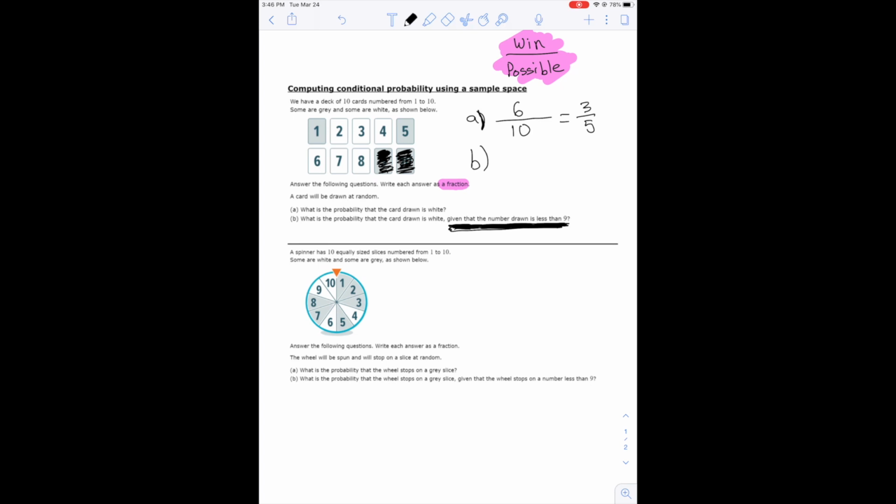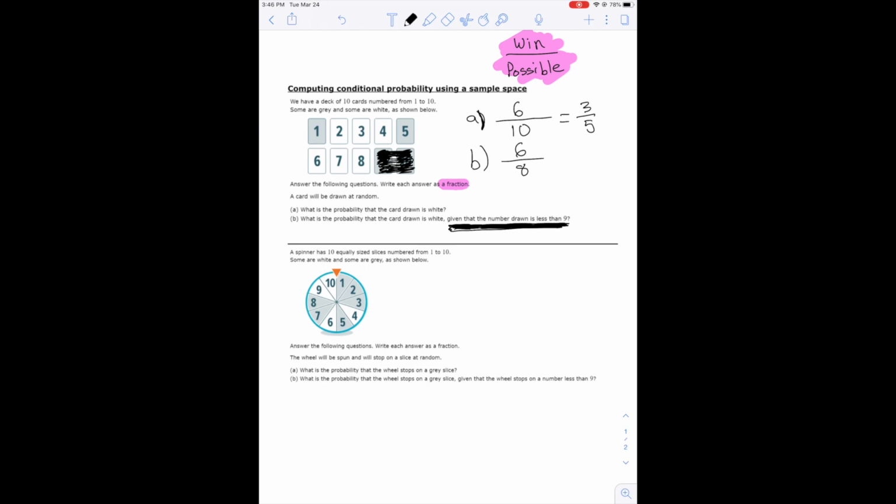What is the probability that the card drawn is a white card, given that these 2 cards are not in play anymore? Well, let's talk about how many white cards there are first, again, because that would be considered a win. 1, 2, 3, 4, 5, 6. Still 6 white cards on the board. How many cards are there total? Well, I see 8 cards still left there.